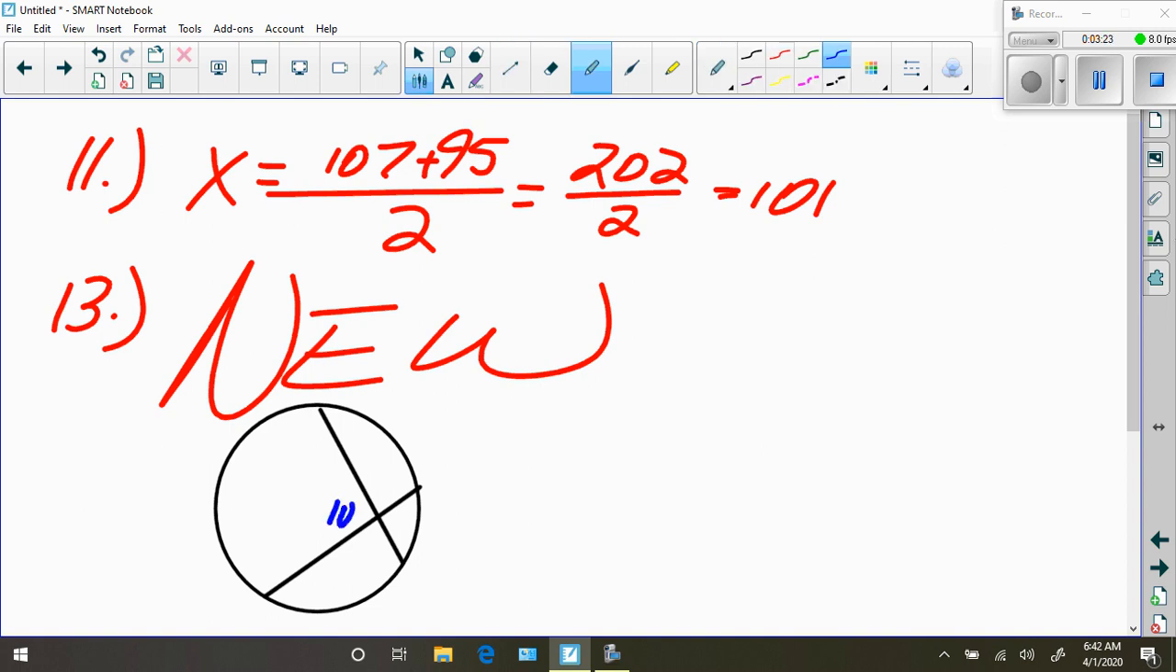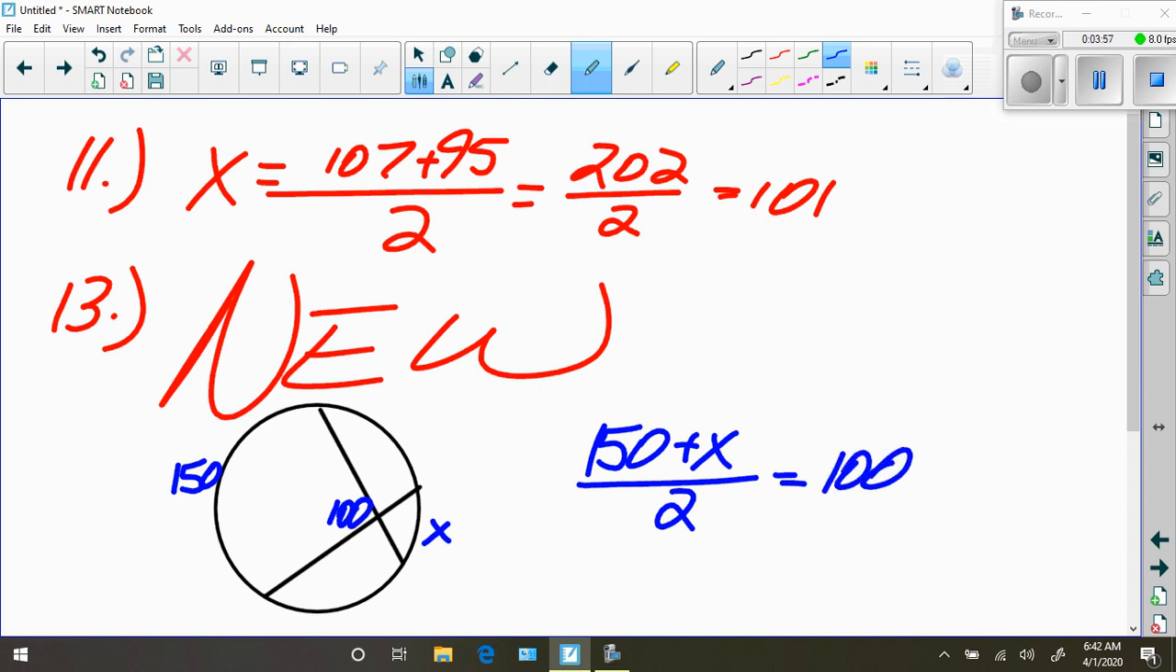This is now 100 degrees. The answer is 100 degrees. 150 is one of the arcs, and the other arc is I don't know. So you know how this answer was 101? Our answer is 100. So it's going to be 150 plus x divided by 2 equals 100. The two arcs added up divided by 2 gives me the answer.